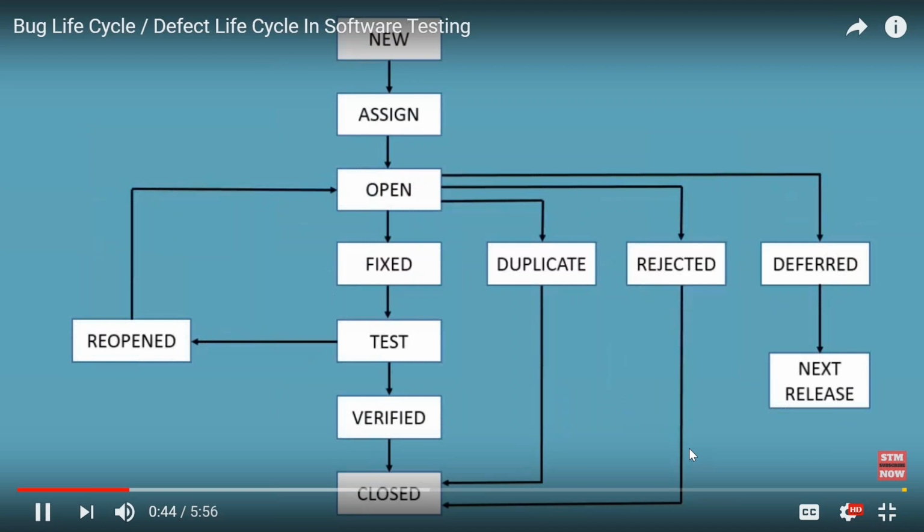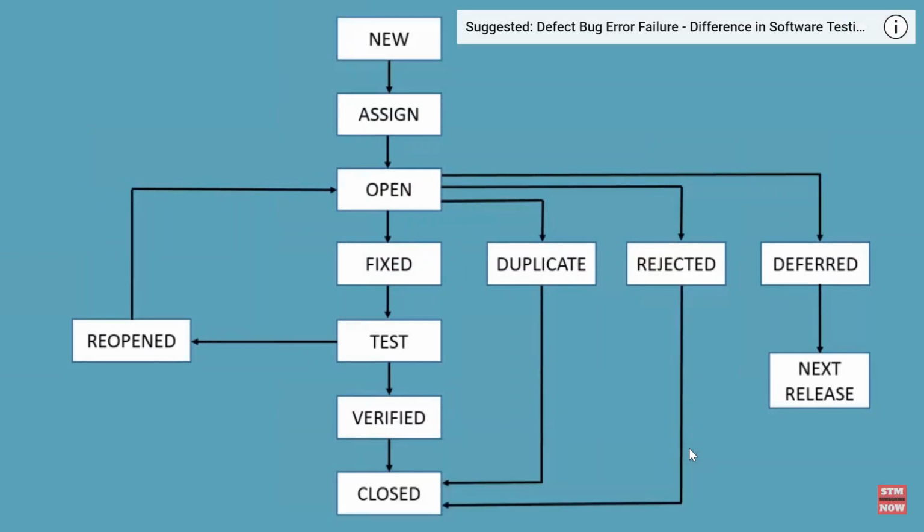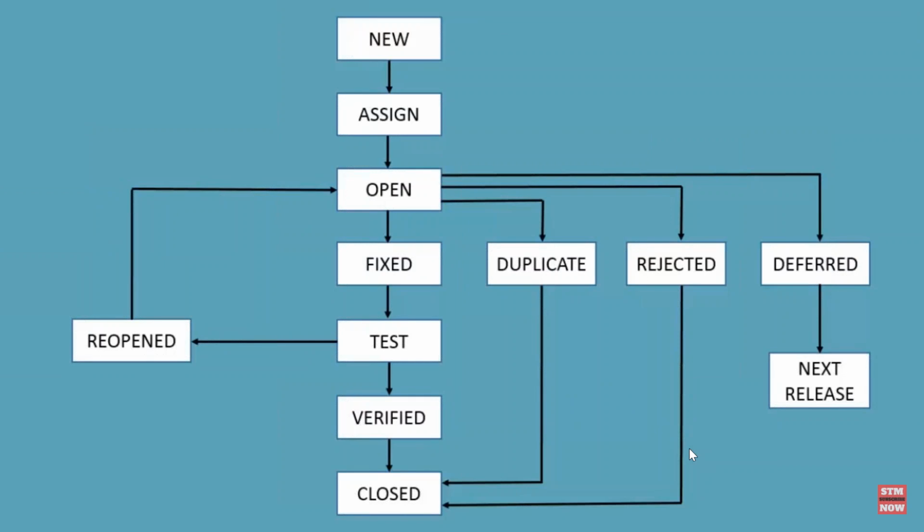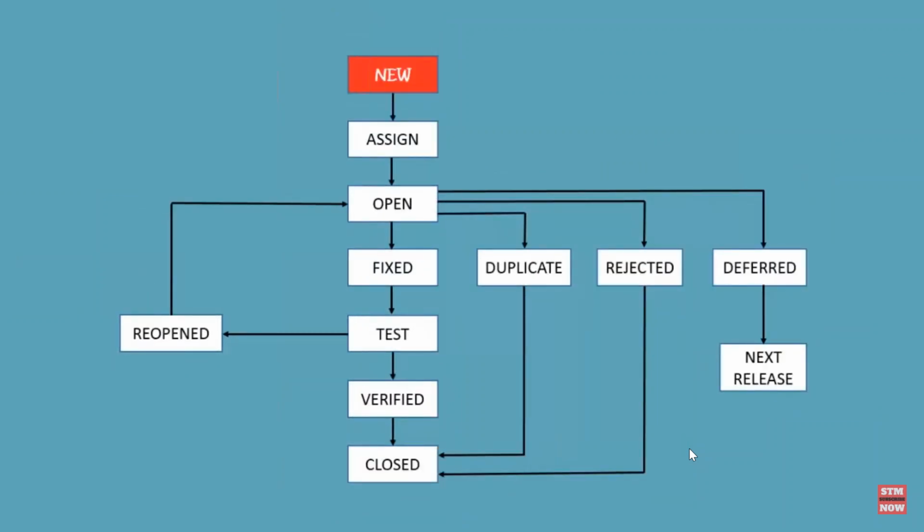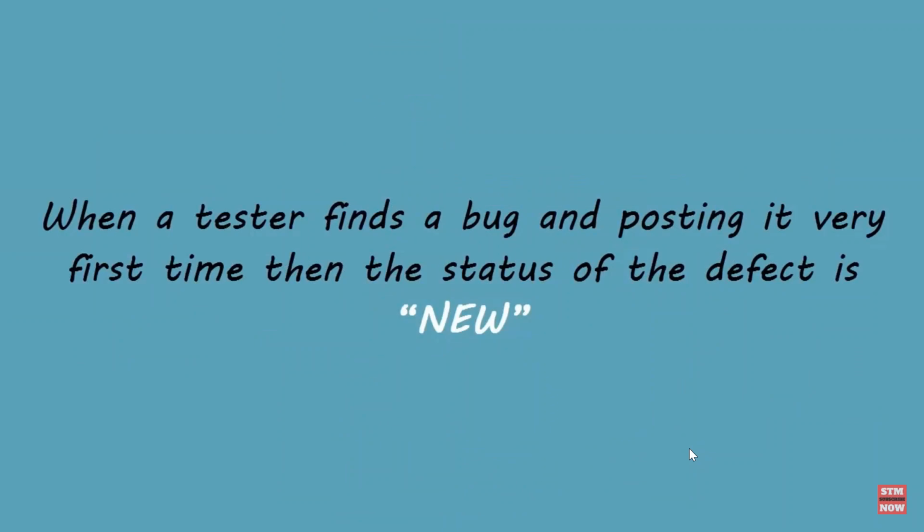In the next video, we see what is the difference between bug, defect, error, and failure. Let's continue with the current video. Now we see the different states of a bug in the bug lifecycle in detail. New. When a tester finds a new defect, the status of the defect posted by the tester is new. The tester should provide a proper defect document to the development team to reproduce and fix the defect.